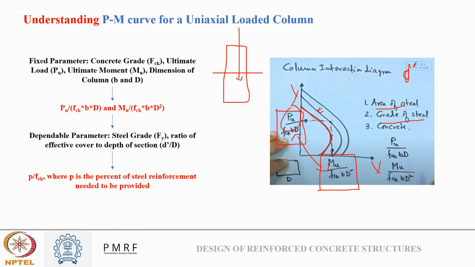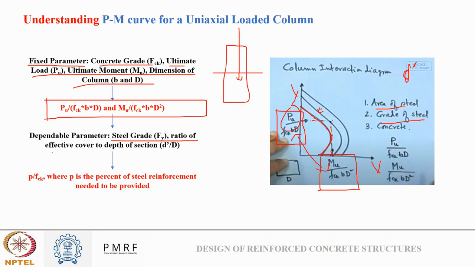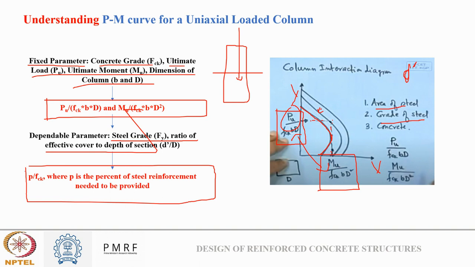The same thing is written here. We have fixed parameters: concrete grade, ultimate load, ultimate moment, and dimension. Using these, we can calculate the x and y axis parameters. Based on these parameters, and knowing the other dependent parameters like steel grade and the ratio of effective cover to depth of section, we can calculate the percentage of steel needed to resist both load and moment. I hope how this interaction curve came into existence, why we are dividing Pu by fck b D and Mu by fck b D square, and how to design is clear to everyone.